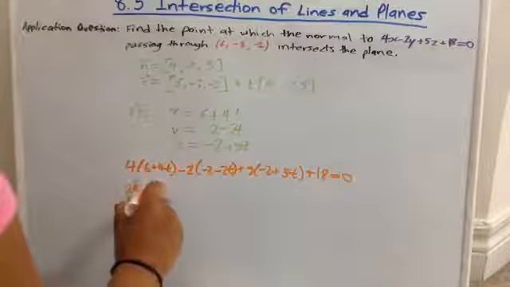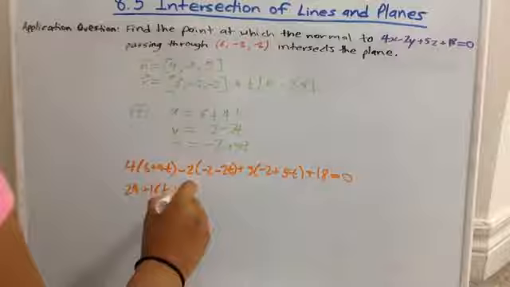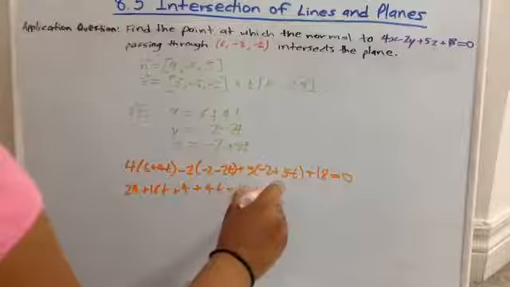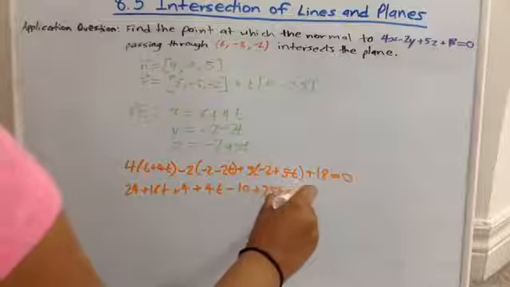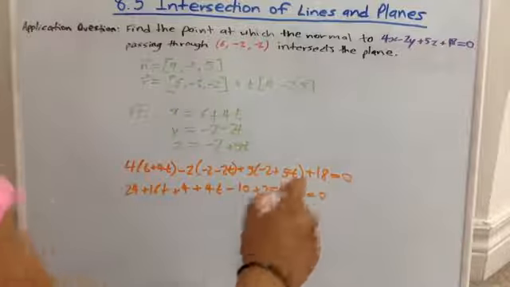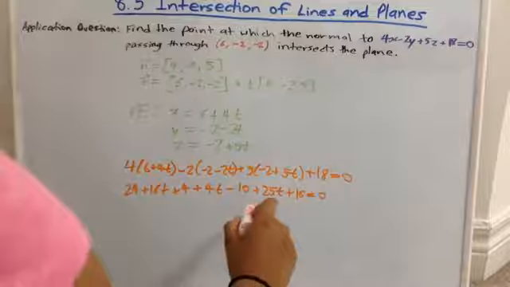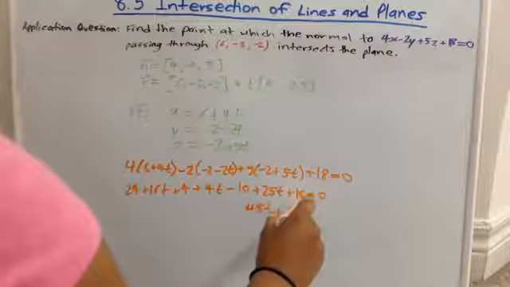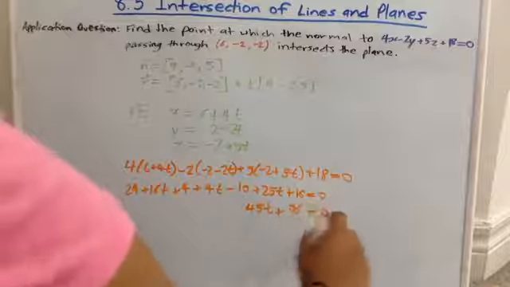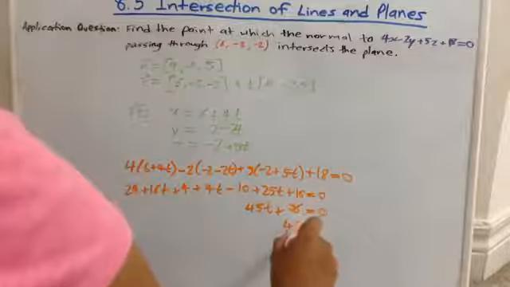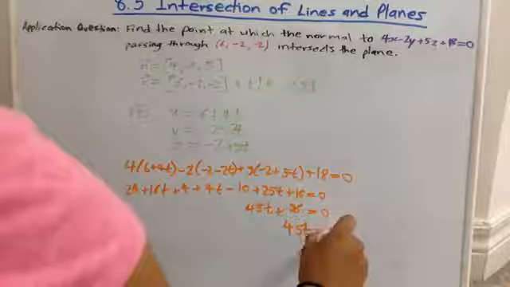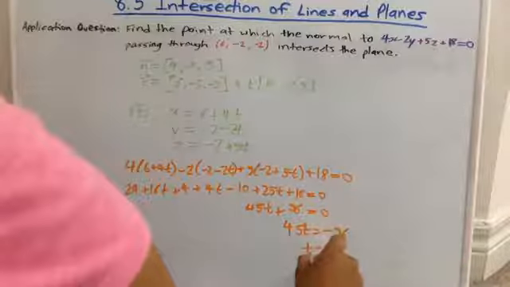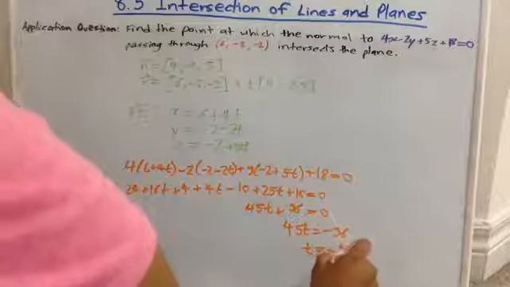So 24 plus 16t plus 4 plus 4t minus 10 plus 25t plus 18 equals 0. So once we collect the like terms, we will get 45t plus 36 equals 0. And we can bring 36 to the other side, so we'll get 45t equals negative 36, and t equals negative 4 over 5.